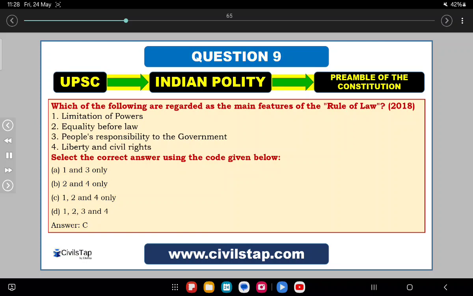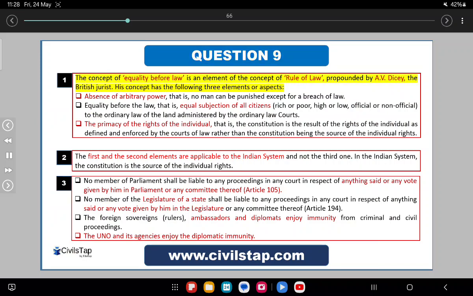Question 9. UPSC Indian Polity, Preamble of the Constitution. The concept of equality before law is an element of the concept of rule of law propounded by A.V. Dicey, the British jurist. His concept has the following three elements or aspects. Absence of arbitrary power, that is, no man can be punished except for a breach of law.